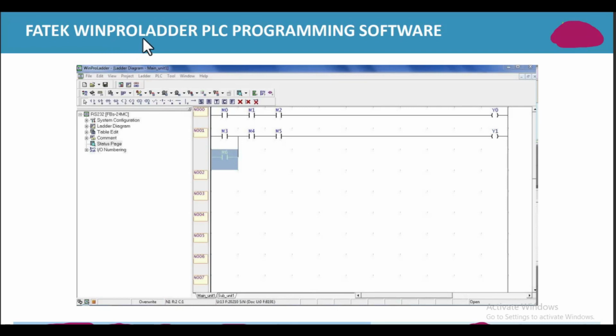Fatek WinProladder PLC programming software. In case of Fatek, input is represented with X, and output is represented with Y. And M1, M2, M3 are the auxiliary relays in case of Fatek.